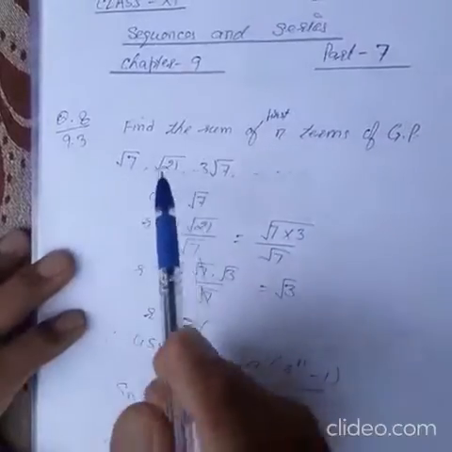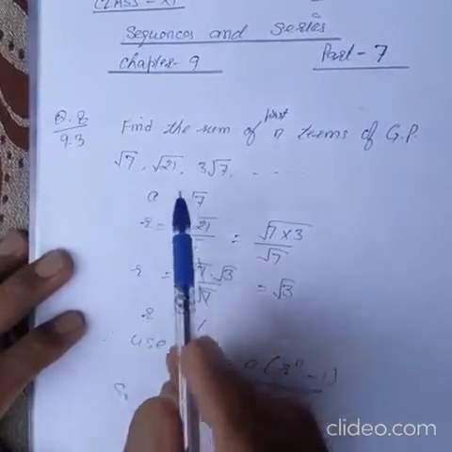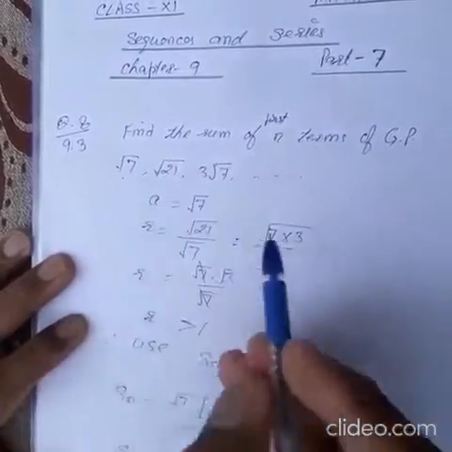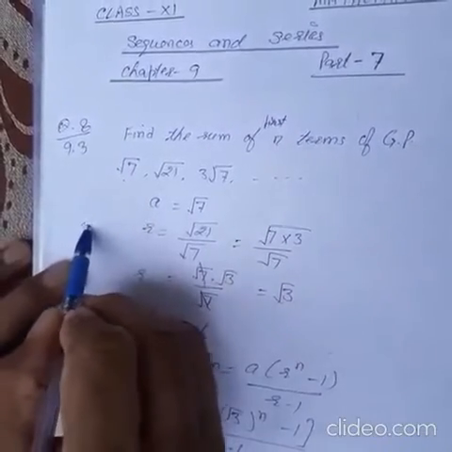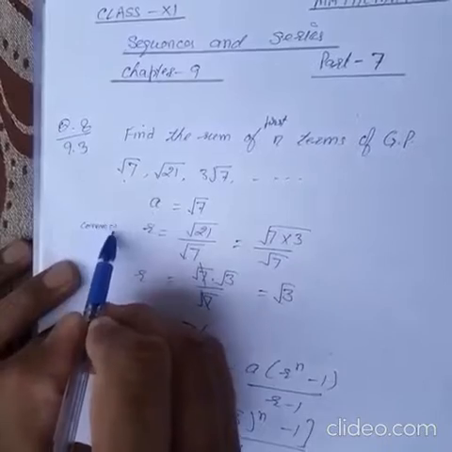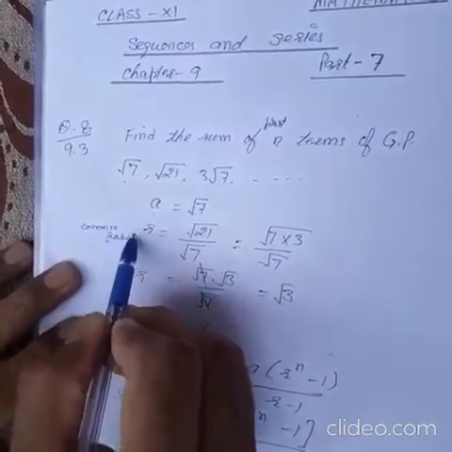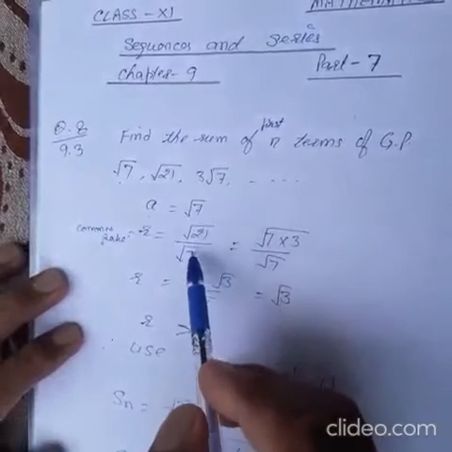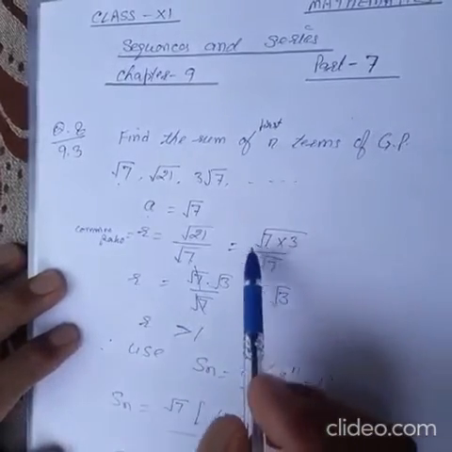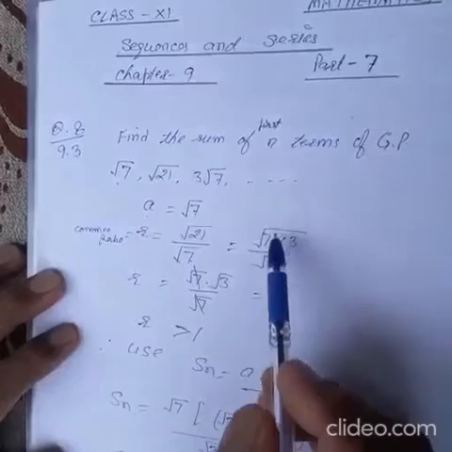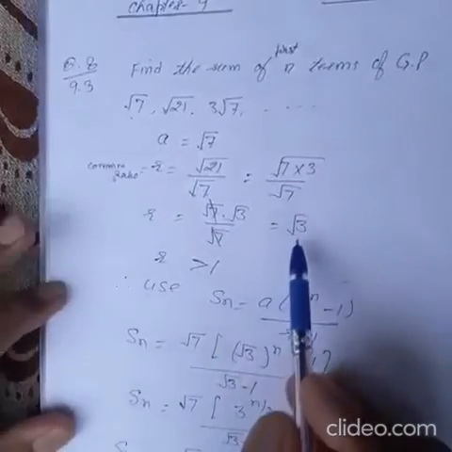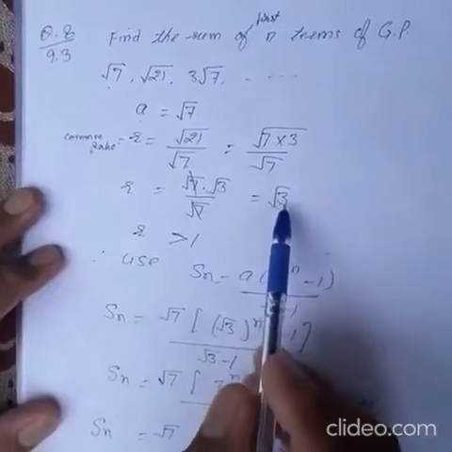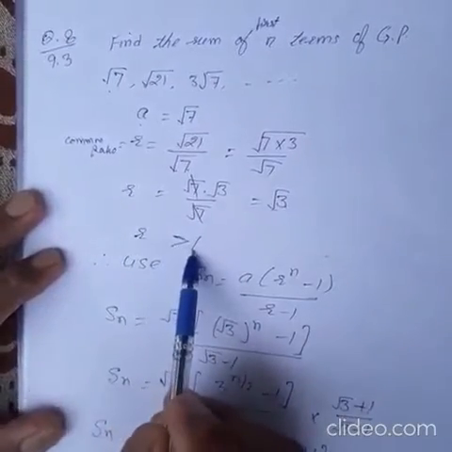First identify A, the first term. A is root 7. Then R, the common ratio, is the second term upon the first term, root 21 upon root 7. Root 21 can be written as root of 7 into 3, and after simplification it will be root 3. So we can observe that R is root 3, which is greater than 1.